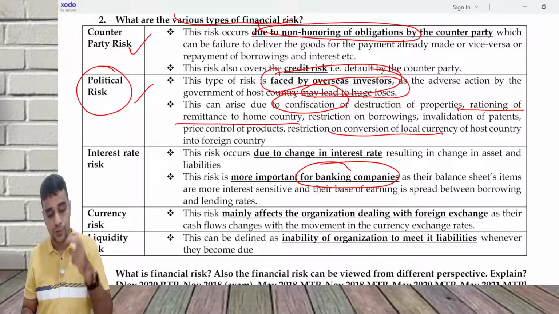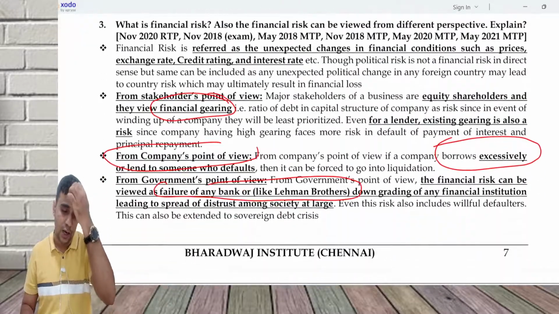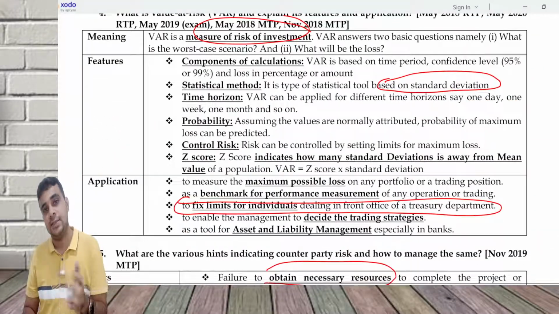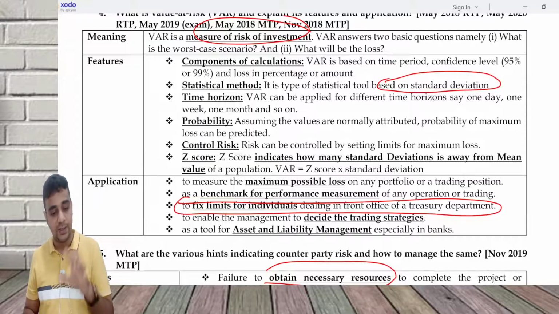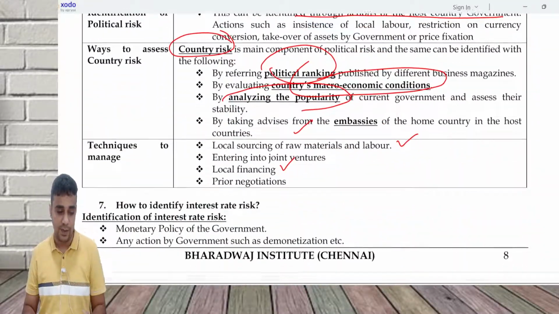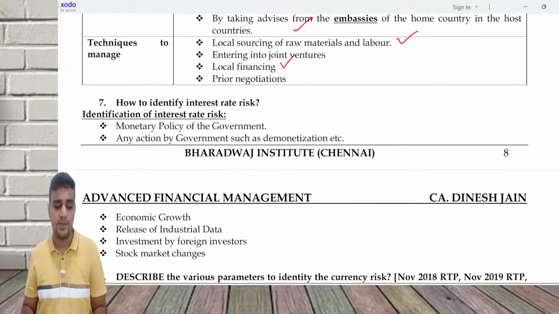Political risk: how to assess, how to manage. For the next two, I think we're just going to see how to identify them. Managing them, we have seen in the interest rate risk management chapter, or the forex chapter. Now, how to identify interest rate risk?